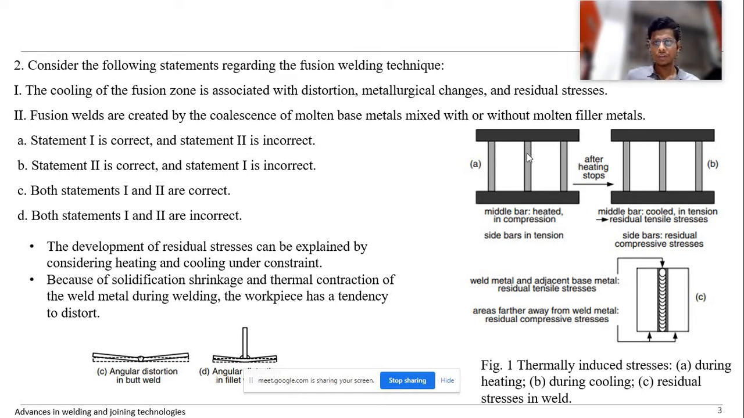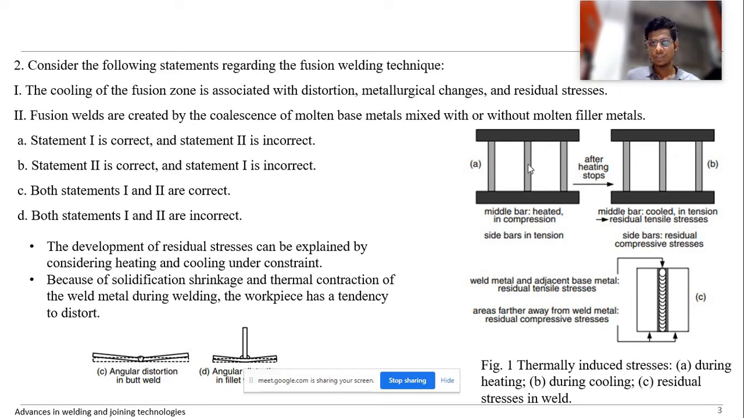Guys, if you have any doubt, you can put it in the chat box so that I can explain clearly. So there will be three similar bars joined to a rigid bar. I'm heating only the middle bar; the side bars I am not heating. Initially these three bars will be at room temperature. Now I'll start heating the middle bar.